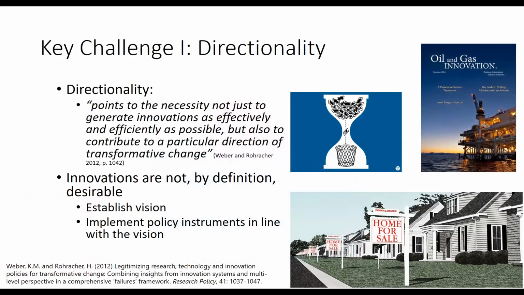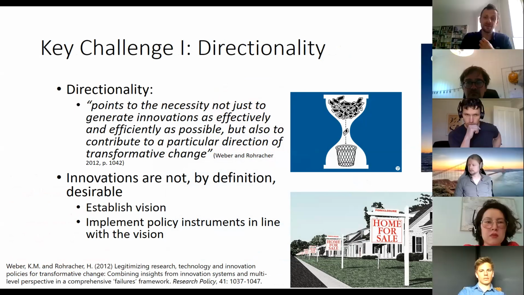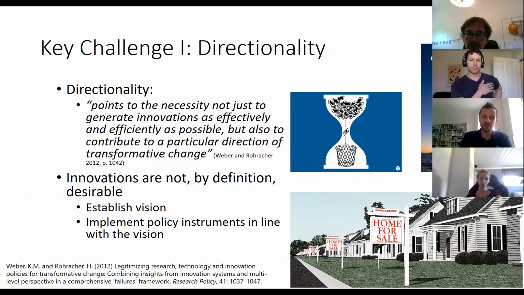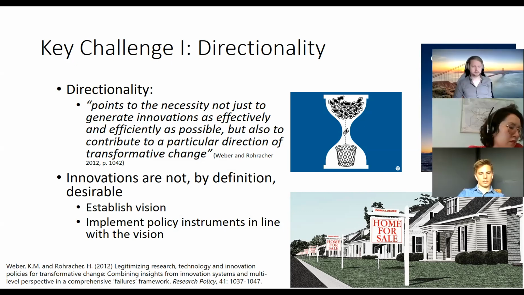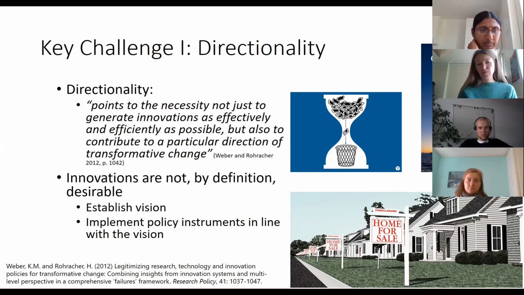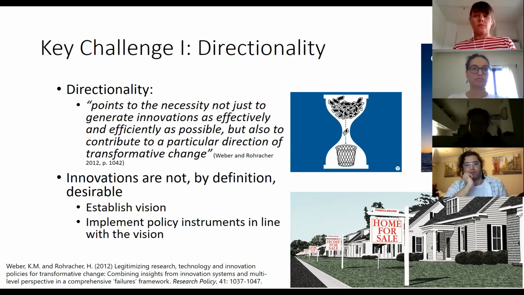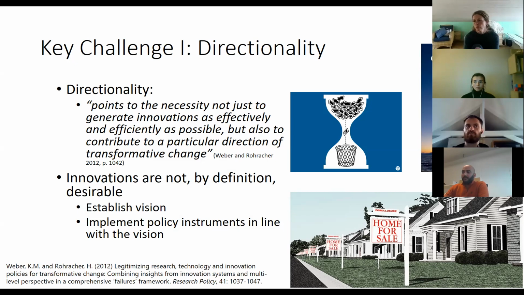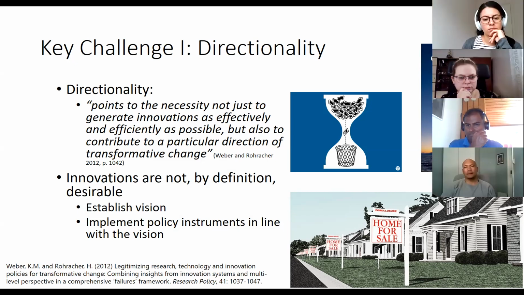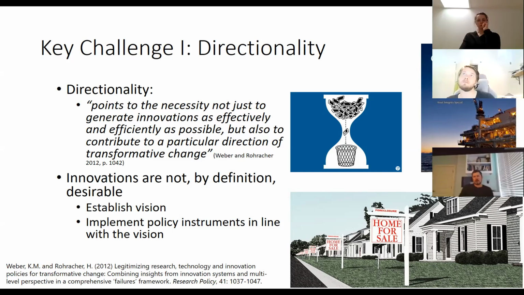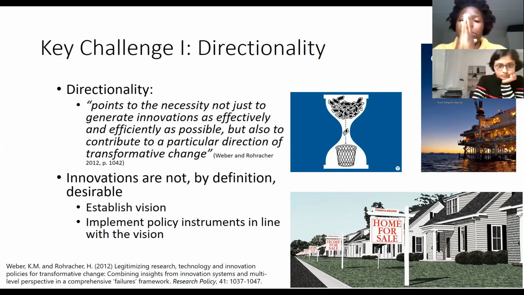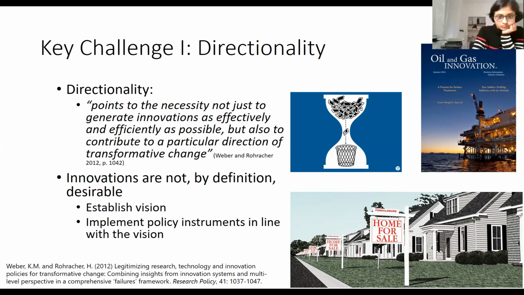Now, perhaps not necessarily the most useful, but probably, in my opinion, the most influential paper that has been written around transformative innovation policy is this paper here by Matthias Weber and Harald Rohracher from 2012, where they talk about different transformative system failures or challenges, as I would like to call them, which innovation policy should focus on when dealing with this sort of third generation innovation policy for transformative change.